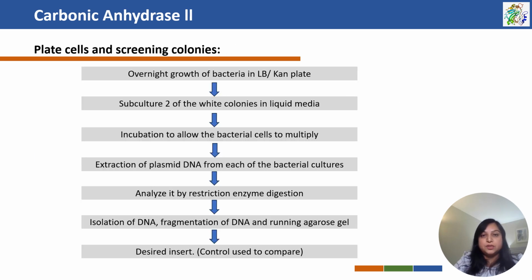So transformation was done, and after transformation I allowed the bacteria to grow on an LB plate overnight. Then I got two types of colonies, white and blue. I picked white colonies for the subculture because they are most likely the result of cells transformed with a recombinant plasmid in which the vector has the PCR DNA insert. After overnight incubation, I extracted the plasmid DNA from each of these bacterial cultures and analyzed it by restriction enzyme digestion.